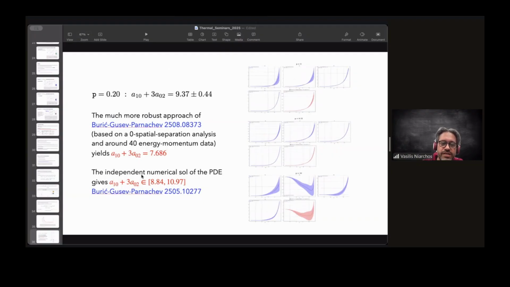If you do an independent numerical calculation of the PDE, again, it's not easy to find the solution, and you find it within some interval that is between, again, roughly 9 and 11. Okay, so our result is not worse than what you would, at least the first go, get from a numerical solution of the PDE. I'm quoting here the result that was reported by Andrei and collaborators in this paper in May.